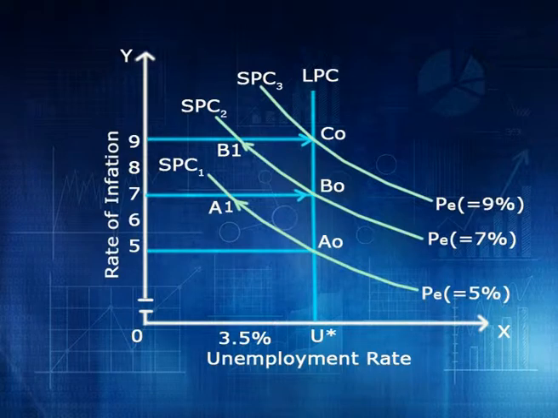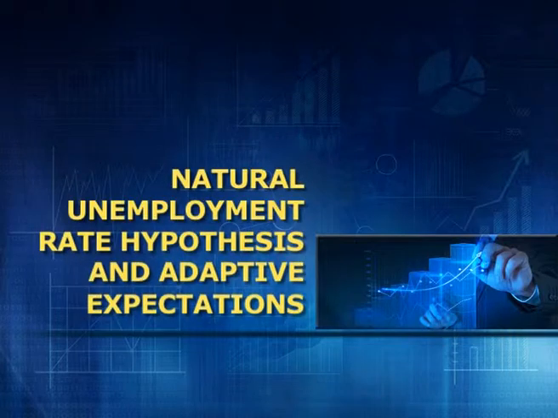However, the advocates of the natural unemployment rate theory interpret it in a slightly different way. They think that the lower rate of unemployment achieved is only a temporary phenomenon. They think when the actual rate of inflation exceeds the one that is expected, the unemployment rate will fall below the natural rate only in the short run. In the long run, the natural rate of unemployment will be restored. Let us now take a new topic of the natural unemployment rate hypothesis and adaptive expectations.